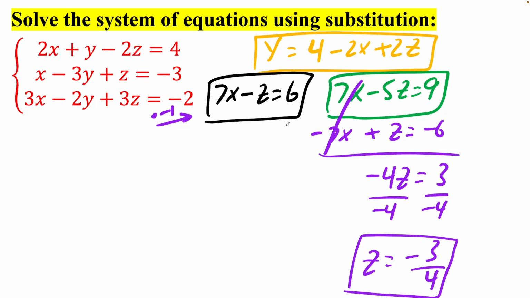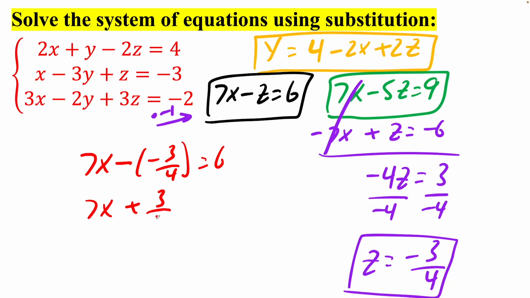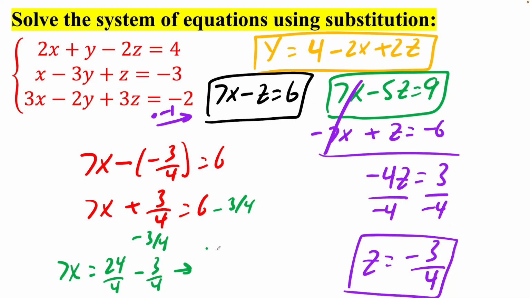Now once you know z, plug it in to get x. So we have 7x minus, I'll put minus, 3 over 4, close it, equal to 6. So 7x plus 3 over 4 is equal to 6. So we're going to go ahead and subtract 3 over 4, subtract 3 over 4. So we have 7x is equal to, get a common denominator, I'm going to change it to 24 over 4 minus 3 over 4. So we have 7x is equal to 21 over 4. Now we go ahead, divide by 7, divide by 7. So x is equal to 21 divided by 7 is 3, so 3 over 4.